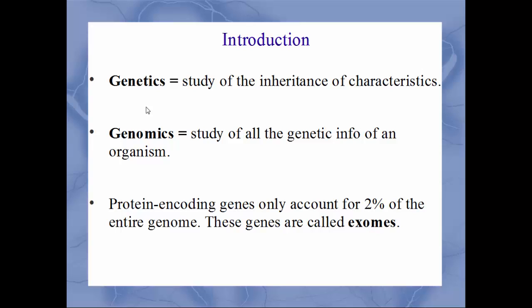So we talk about the whole genetic info from one organism, that's genomics. Talk about how that is passed on from generation to generation, that's genetics. And of all the genome that we have, only about 2% of those genes actually will code for proteins. And those 2% are called exomes.